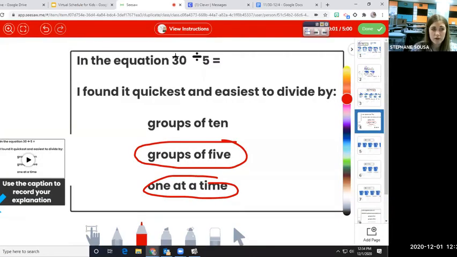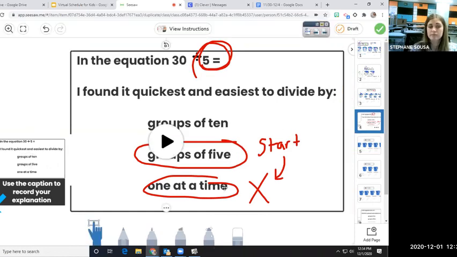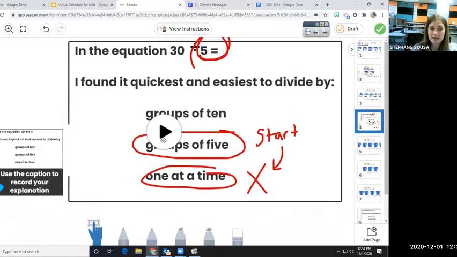In the equation 30 divided by 5, I found it quickest and easiest to divide by groups of 5 and 1 at a time because groups of 10 were too big. I wouldn't have had enough for 5 buckets. If I went 1 at a time, that would have been too slow. So I started with 5s, and then whatever was left, I counted by 1s. And there we go. I've explained myself, and here is my recording of my explanation.